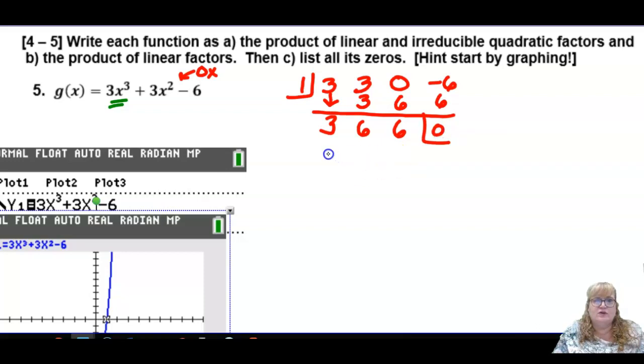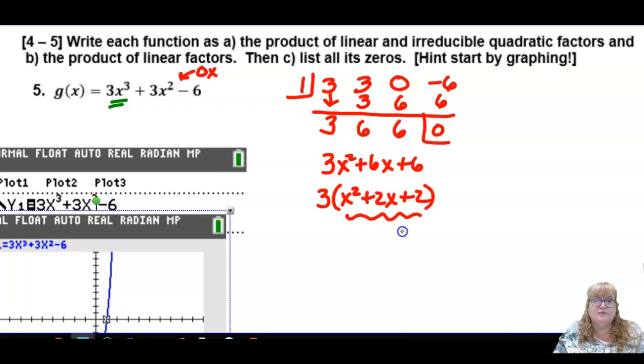All right, so our leftovers are 3x squared plus 6x plus 6. Well, I can take a 3 out of all those. But this does not factor any further. So we are going to need to do quadratic formula to find the remaining 2 zeros.